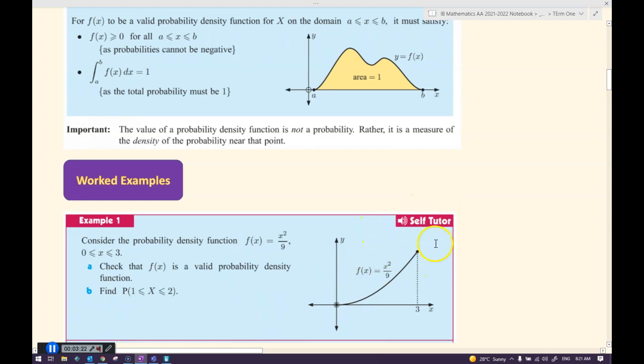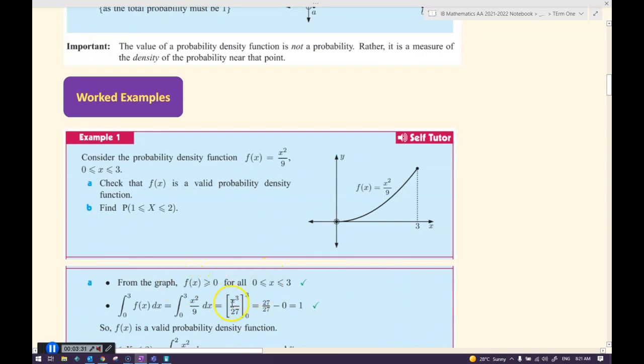What's our other condition? We need to make sure that the area under the curve is equal to 1. How are we going to do that? We're going to integrate, of course. So we go ahead and you do your integration. The integral from 0 to 3 of x squared over 9, and you can see that that's exactly equal to 1. I don't think that's beyond any of you. Check the working there, I'm sure you'll agree.